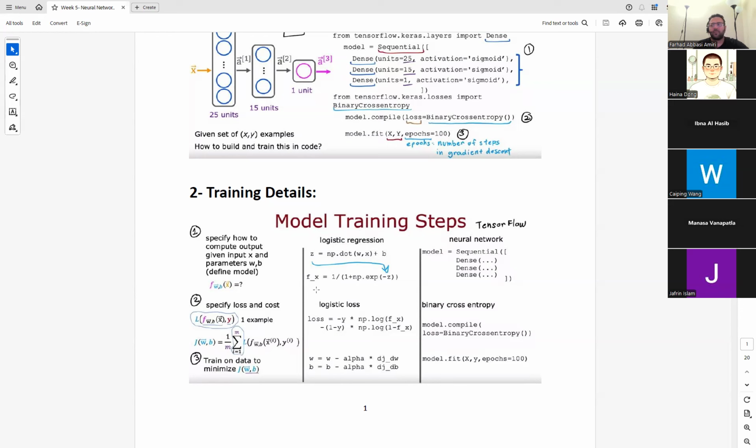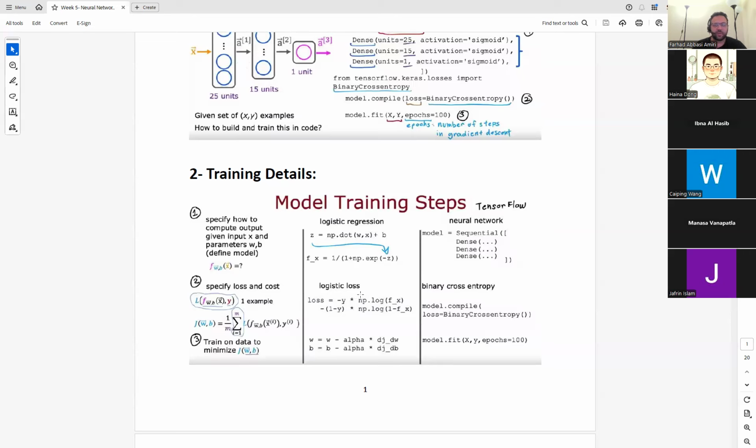For example, the probability that a tumor is cancerous. If f of x is 0.7, it means there is a 70% chance that the tumor is cancerous, or that a t-shirt is a top seller. And f of x in logistic regression was 1 over 1 plus exponential of minus z, and z was WX plus B.